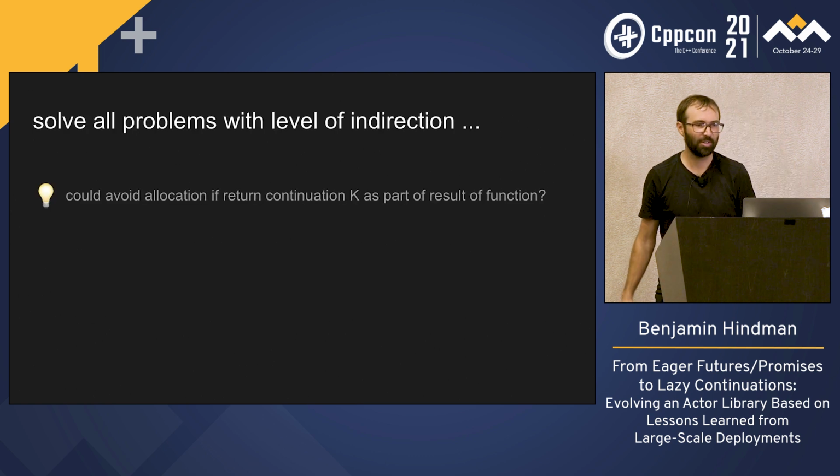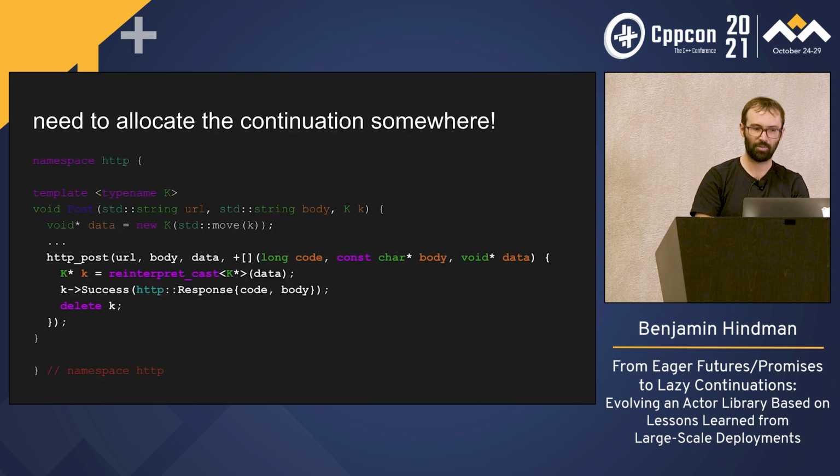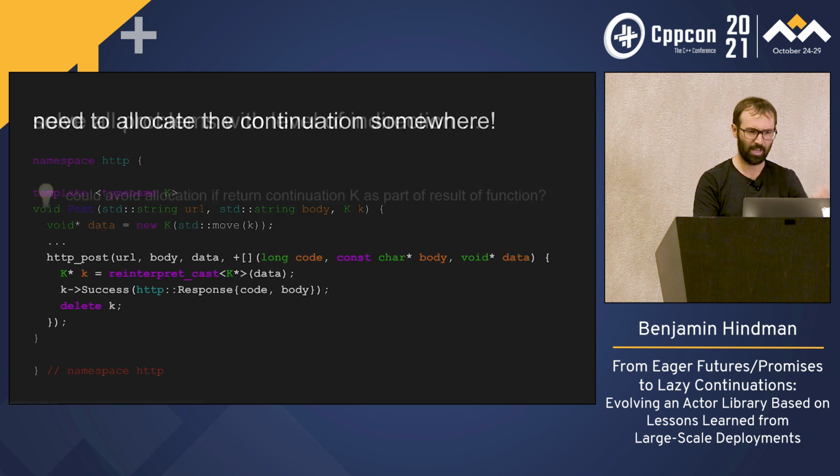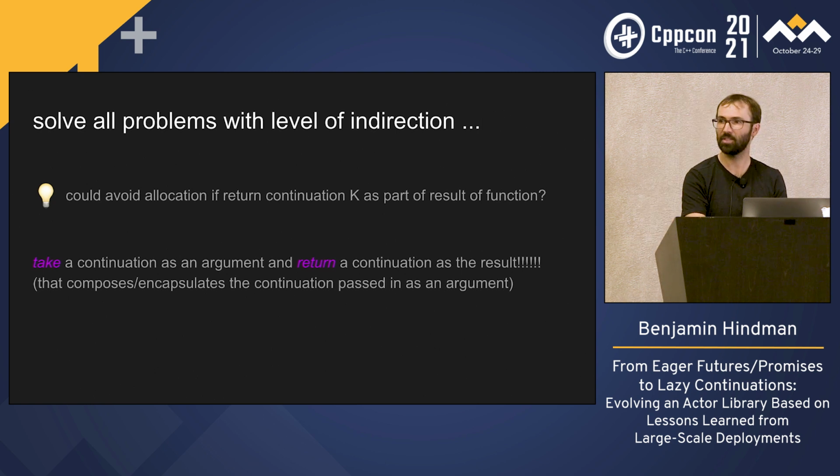You solve all problems in computer science with a level of indirection, and at some point we got the idea that we could probably avoid the allocation if we returned the continuation k that we passed in as part of the result of the function. Right now we're returning void. Maybe we could make k be the thing we return, and then maybe we won't have to allocate. So we could take a continuation as argument, and also return a continuation as the result. And that continuation that we return can compose or encapsulate the continuation that was passed in as an argument.